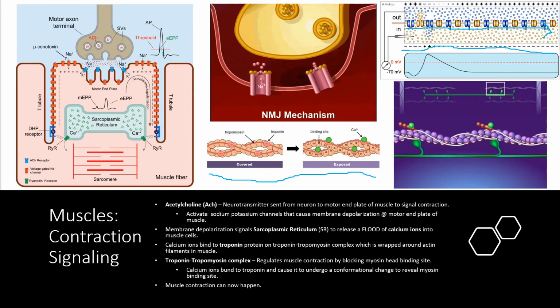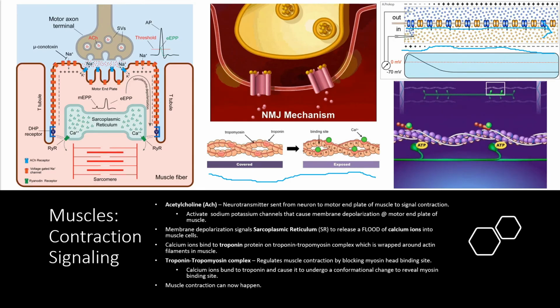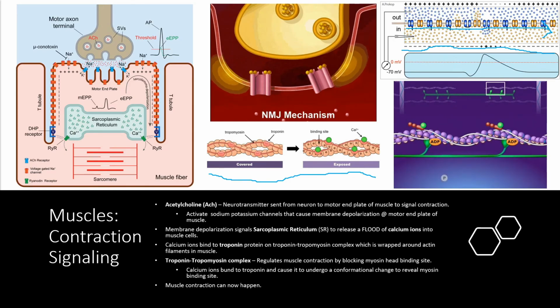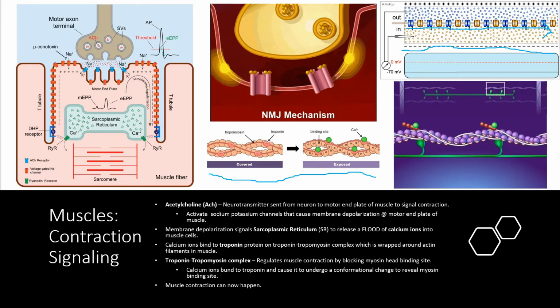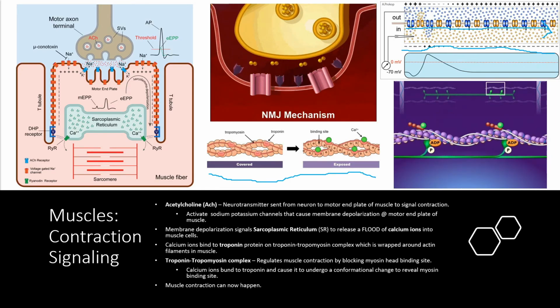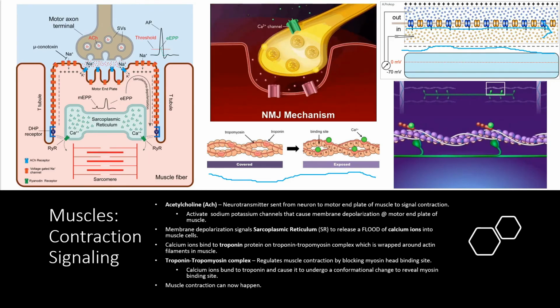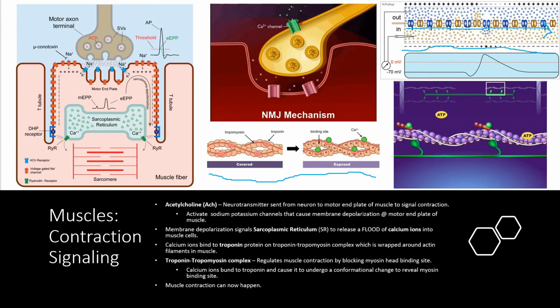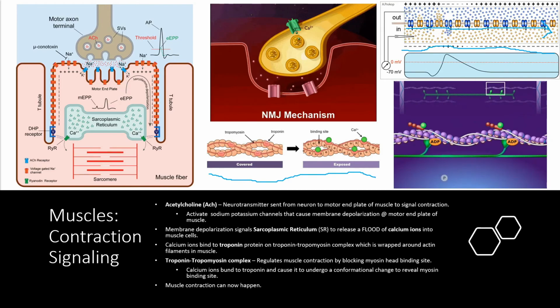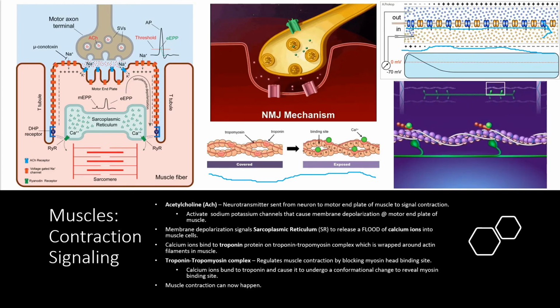When the sarcoplasmic reticulum receives the action potential, it releases a flood of calcium ions into the cell. These ions bind to troponin on the troponin-tropomyosin complex and cause it to undergo a conformational change where it slides off the myosin binding site of the actin molecule. This allows the myosin to jump into action, where they start binding and undergoing a series of conformational changes shown previously to bring about muscle contraction.